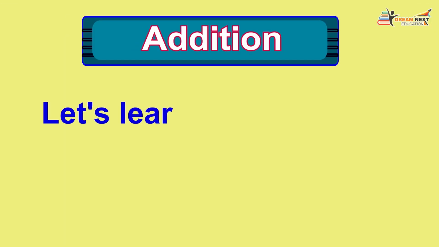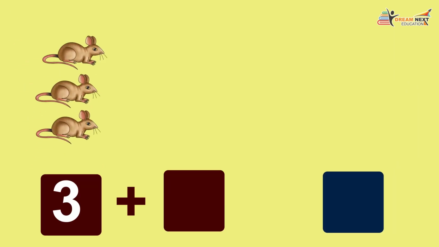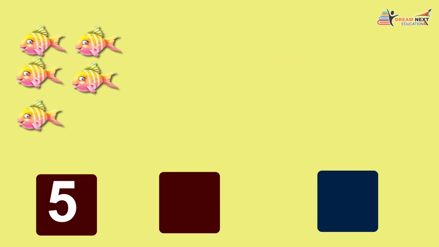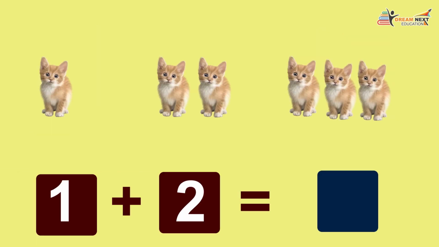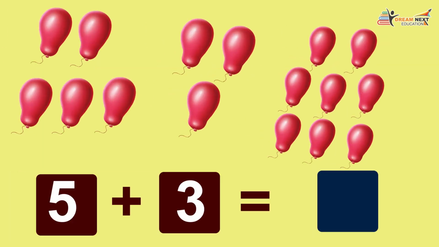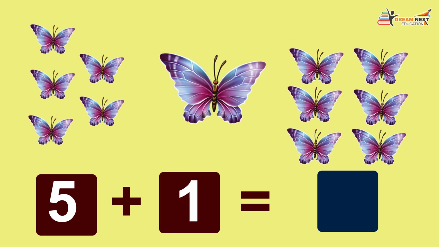Addition. Let's learn to count and add. 3 plus 1 is equal to 4. 5 plus 2 is equal to 7. 1 plus 2 is equal to, 5 plus 3 is equal to, 5 plus 1 is equal to.